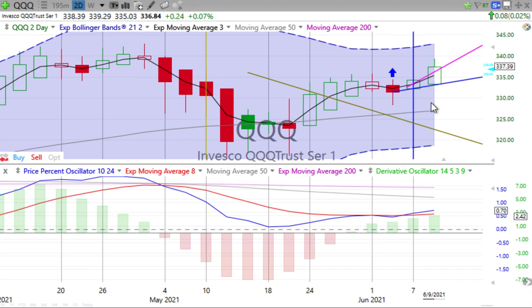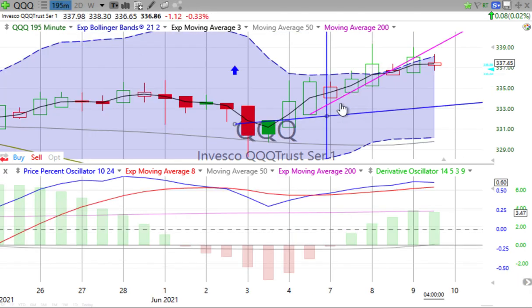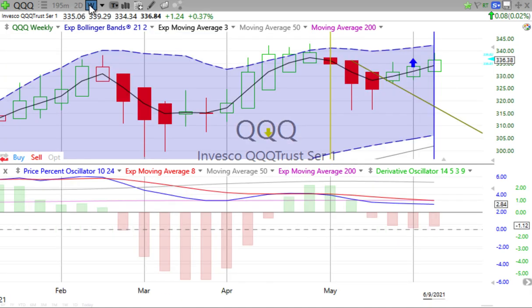We'll see just what happens with the Qs, if indeed this is going to end up failing at some point, rotating back over for a 2-day recross. We'll wait, watch, and see where things were up in the morning like they were yesterday, and then lost some of that energy in the afternoon. Price percent oscillator on the half-day chart is positive, heading down. Derivative oscillator losing momentum. So again, we'll continue to watch, see how things play out.